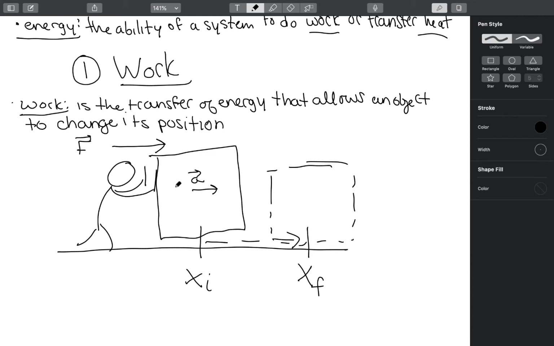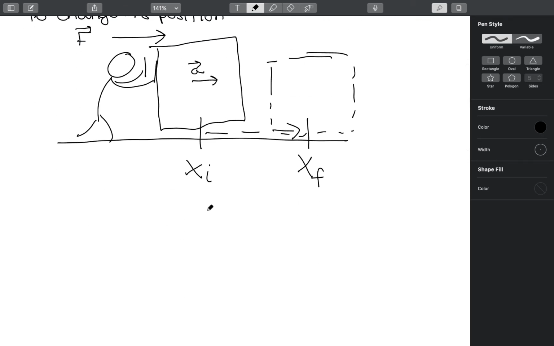So you moved a certain object from position i to position f. In order to move this box, you have to transfer a certain amount of energy in order to allow the object to do so. And we can calculate this energy required to do this work from the work equation. Work is equal to the force applied on an object times its change in position, or the displacement.